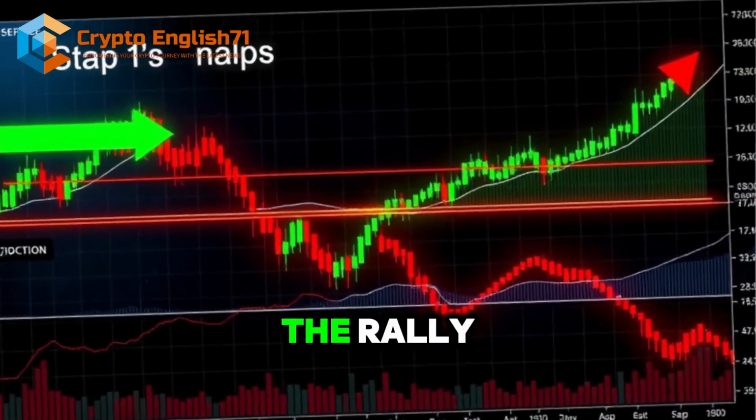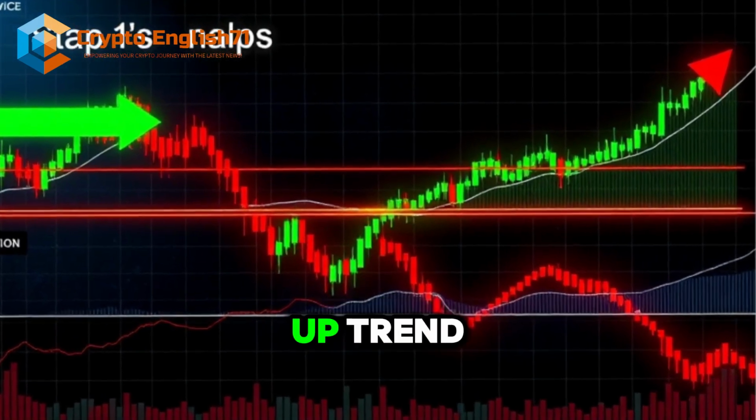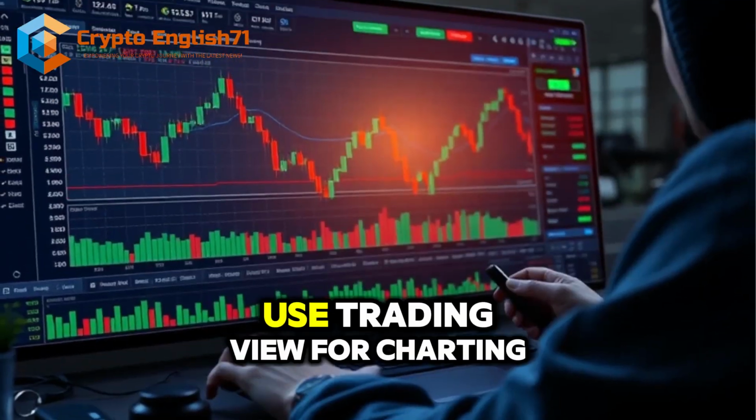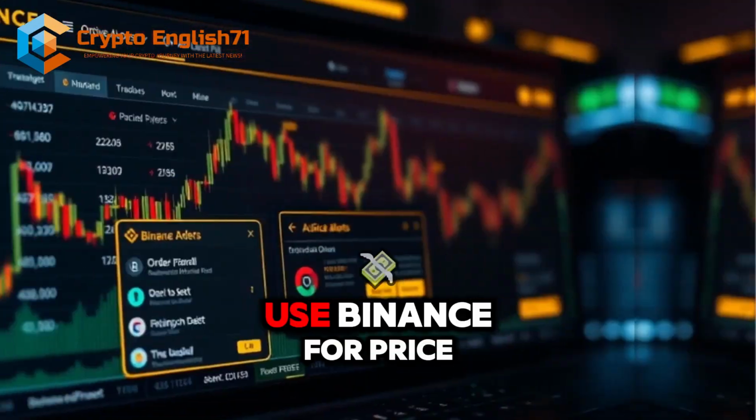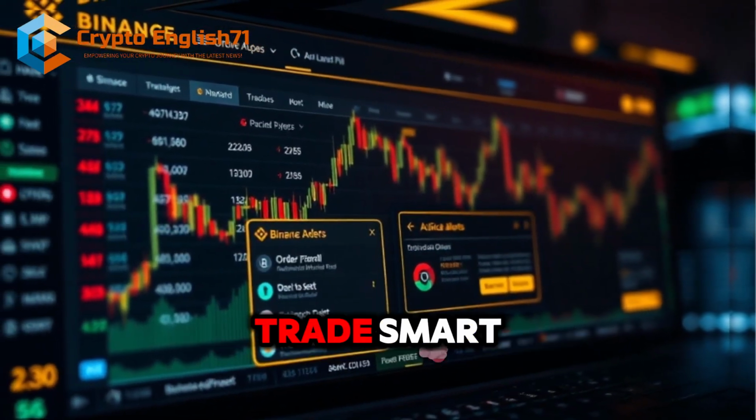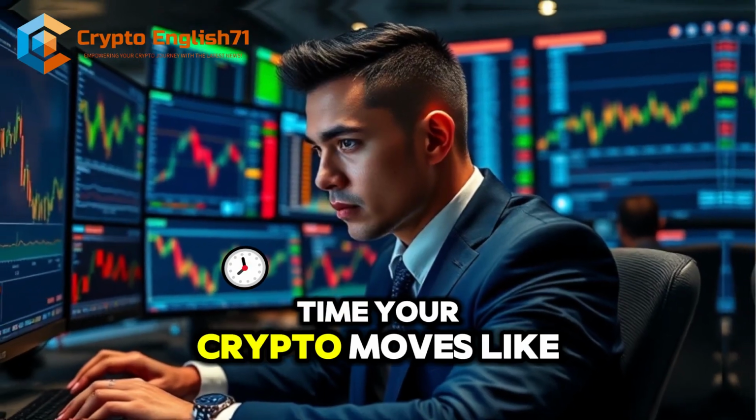Buy the dip, sell the rally, ride the trend, buy on dips in an uptrend, sell on rallies in a downtrend. Use TradingView for charting and analysis. Use Binance for price alerts and advanced orders to trade smart. Now you're ready to time your crypto moves like a pro.